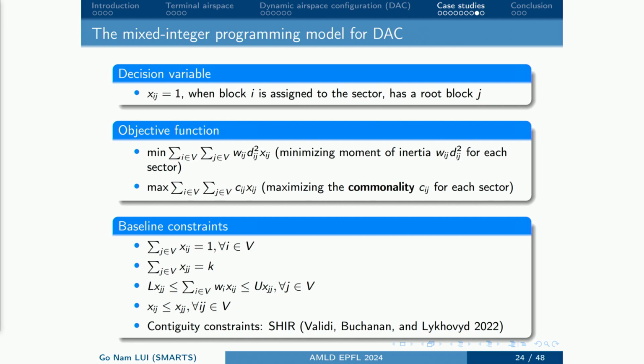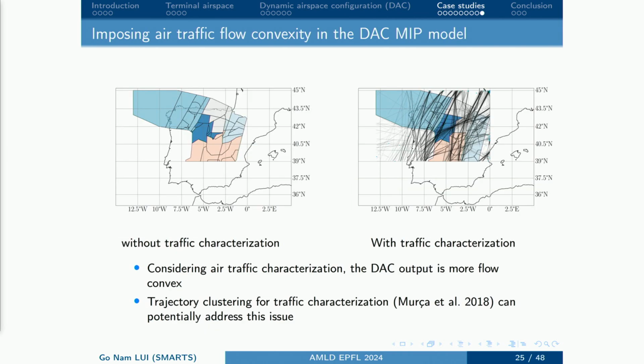I will skip this part, and I just want to emphasize what happens if you consider traffic characteristics in the model. Basically, these are two different images: without traffic characterization and with traffic characterization. I want everyone to look at the middle of this image. Basically, we don't want this kind of phenomenon to happen, where a trajectory crosses one of the sectors in two short times. When we consider traffic characterization, we can avoid it, because as you see, for this sectorization, it doesn't exist.